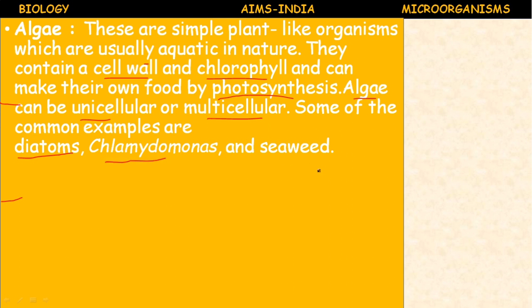Chlamydomonas, okay, it is a unicellular alga. And seaweeds, okay, they are called kelps, brown algae. Diatoms are called the floating pastures of the sea. They provide food for millions of other organisms living in the sea.